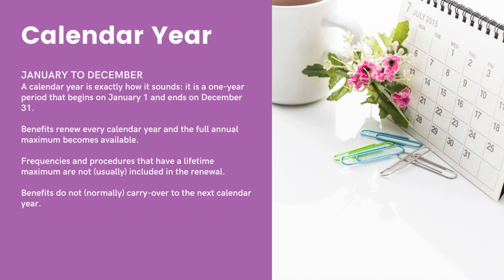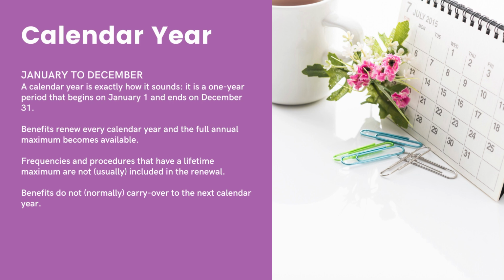A calendar year is exactly how it sounds. It is a one-year period that begins on January 1st and ends on December 31st. Benefits will renew every January 1st, and the full dollar amount will be available again. Certain procedures may not renew. For instance, if the plan has orthodontic coverage, you might see a lifetime maximum instead.